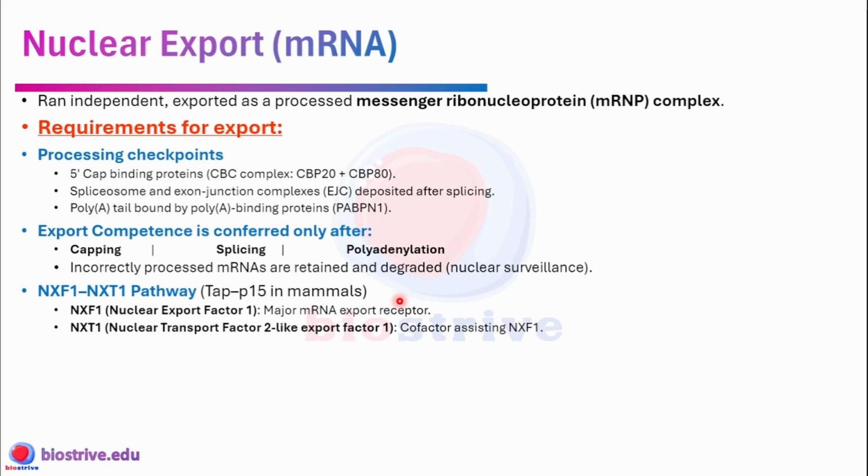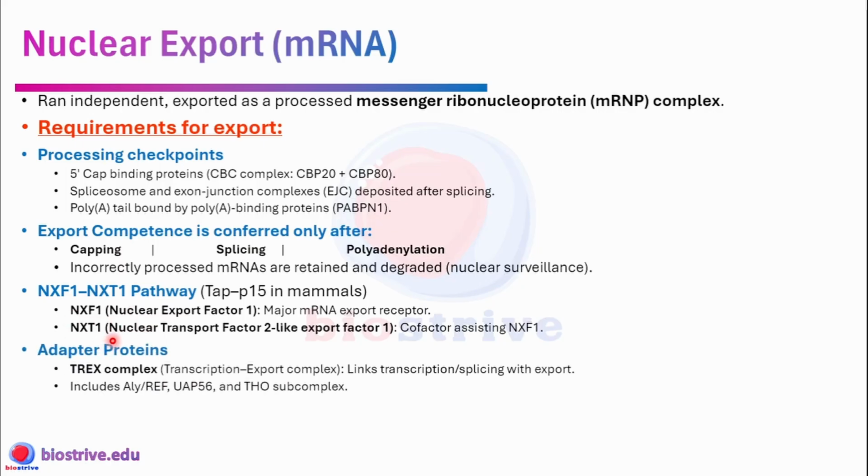Okay, so the major pathway which is involved in the mRNA transport is the NXF1-NXT1 pathway. NXF1 is nuclear export factor 1 and NXT1 is nuclear transport factor 2-like export factor 1. So NXF1 is the major factor and NXT1 is assisting the NXF1. There will be several adapter proteins like TREX complex and some other export cargo complexes. There will be FG nucleoporins which will provide selective barrier. It is the same as we studied in the previous slide.